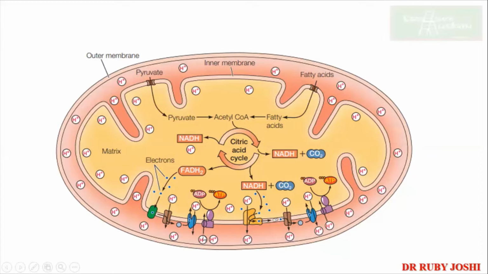H plus will come from the intermembrane space back into the matrix, where this energy, the mechanical energy due to the proton gradient, will rotate the gamma rotor which is present between the F0 and F1 particle of ATP synthase. This mechanical energy will release energy which is taken up by the ADP to convert into ATP. This is the gist of the story of what happens in your mitochondria, right?